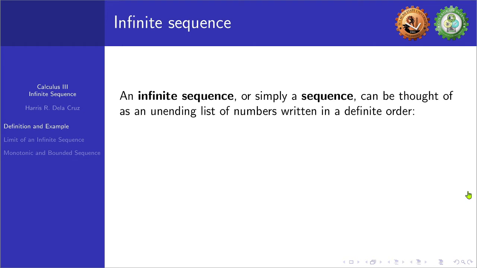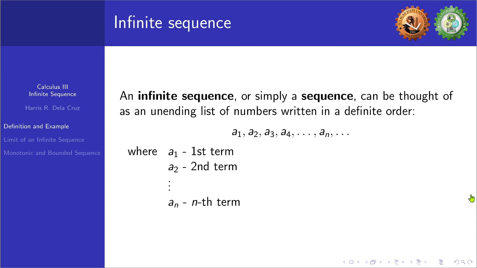An infinite sequence, or simply a sequence, can be thought of as an unending list of numbers written in a definite order. We have a1, a2, a3, a4, and so on, or in general a sub n, where a1 is called the first term, a2 is called the second term, a3 the third term, and so on and so forth, or in general, a sub n is called the nth term of the sequence.